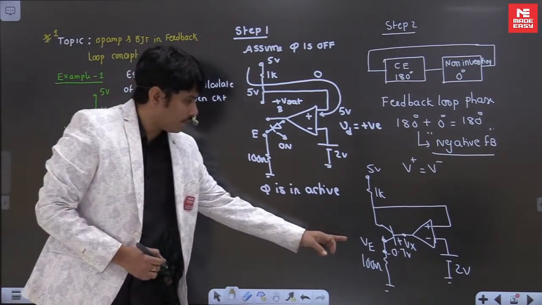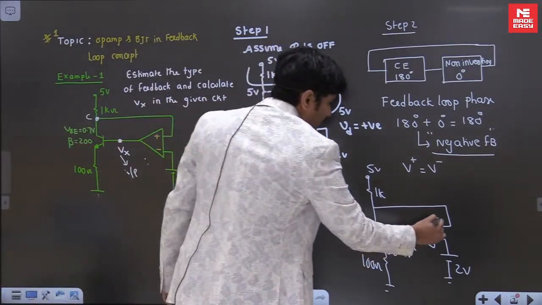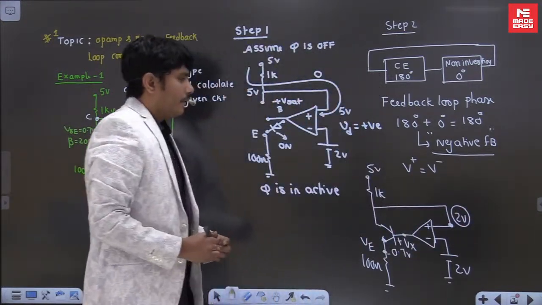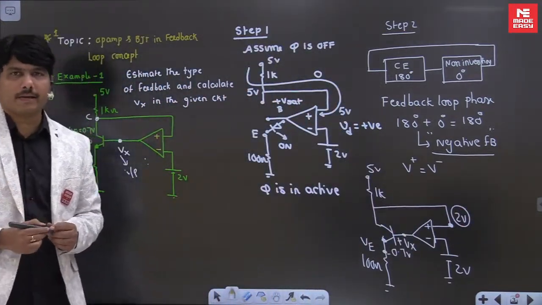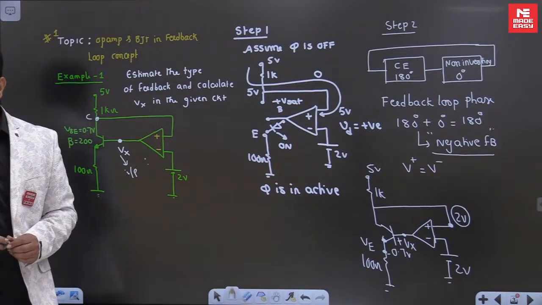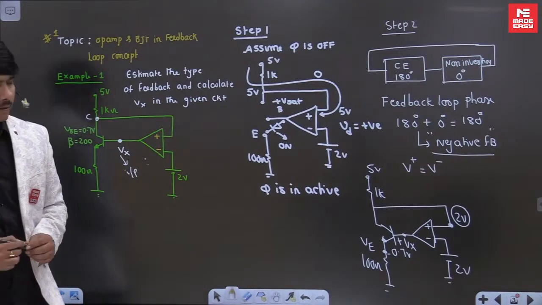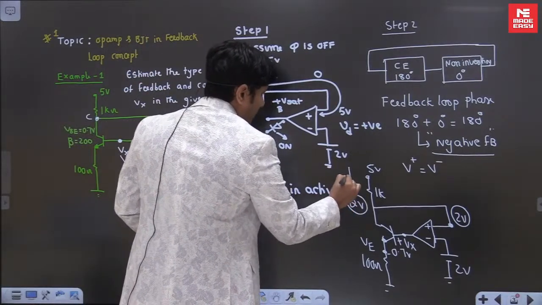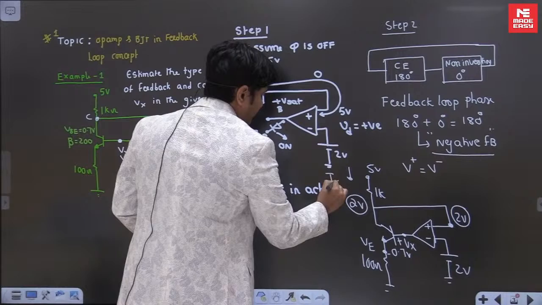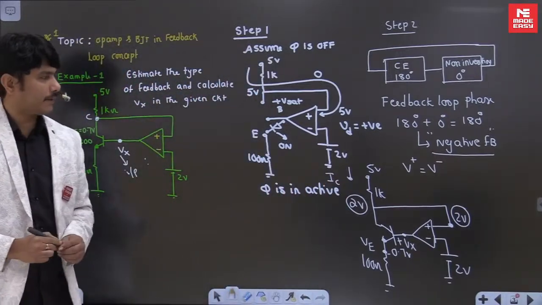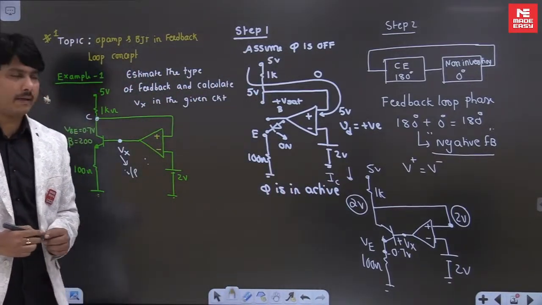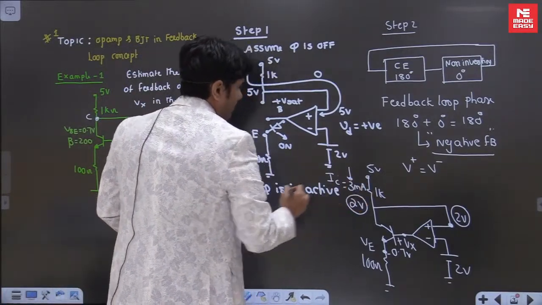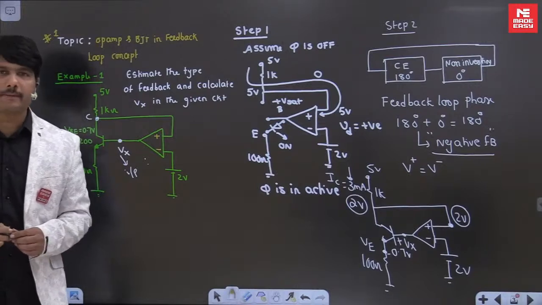To find this voltage, we apply the virtual short concept, where we can take 2 volts here. V minus and V plus are the same for negative feedback systems. So these 2 volts will come here, such that we can find the IC current. IC is 5 minus 2 divided by 1K, which comes to 3 milliamperes. So the current IC is nothing but 3 milliamps.